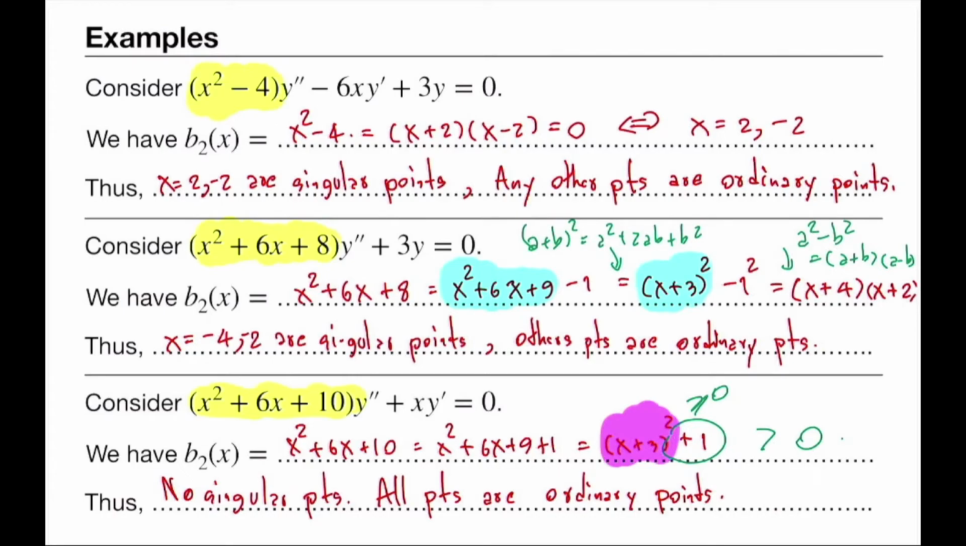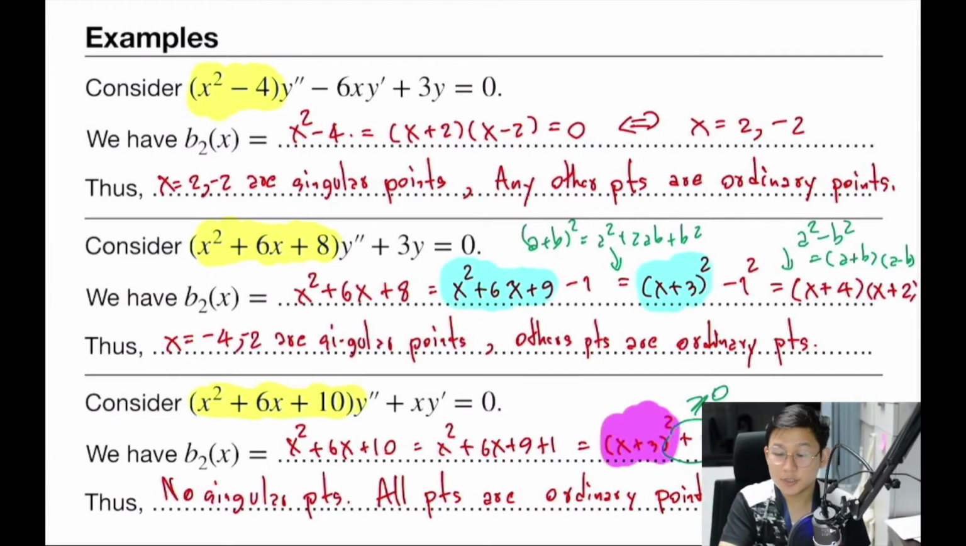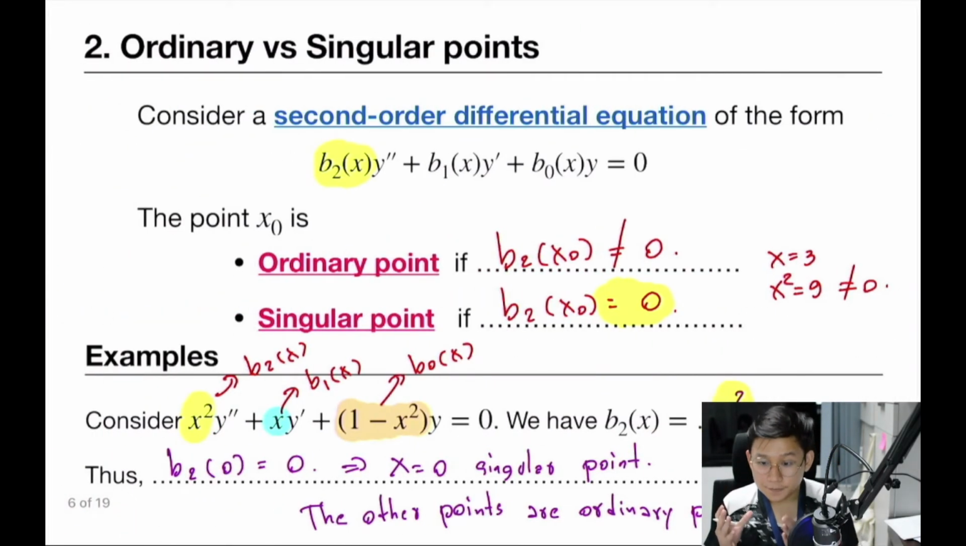Okay, so guys, let me sum it up. In this video we learned whether or not the points are ordinary. And if they aren't ordinary, they are singular. The point is an ordinary point if b2 of x is not 0, and it's a singular point if b2 of x is 0. Okay, this clip is so easy, right?